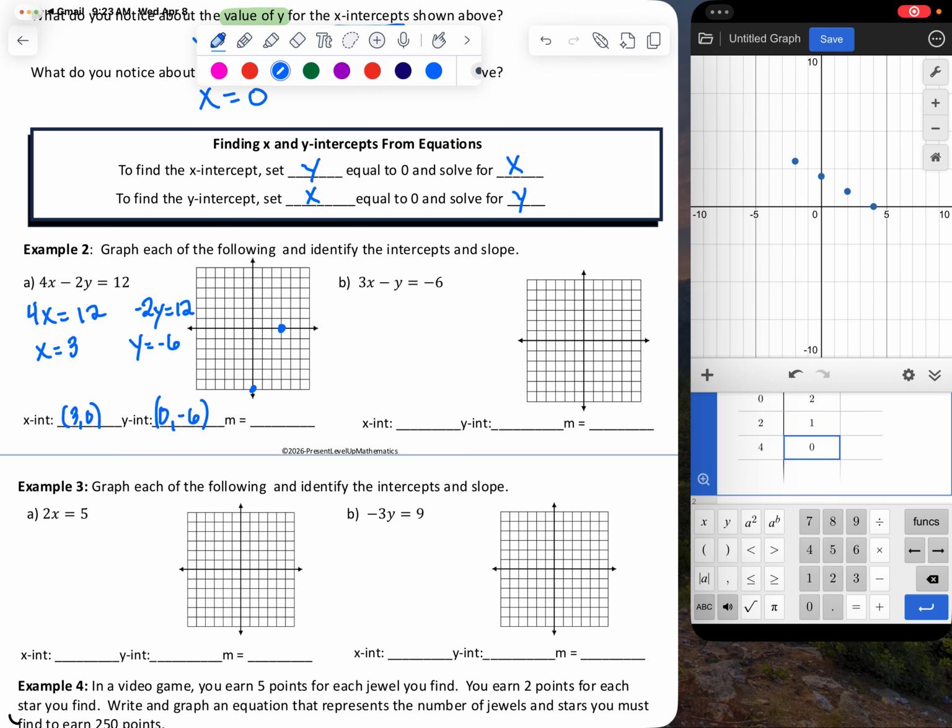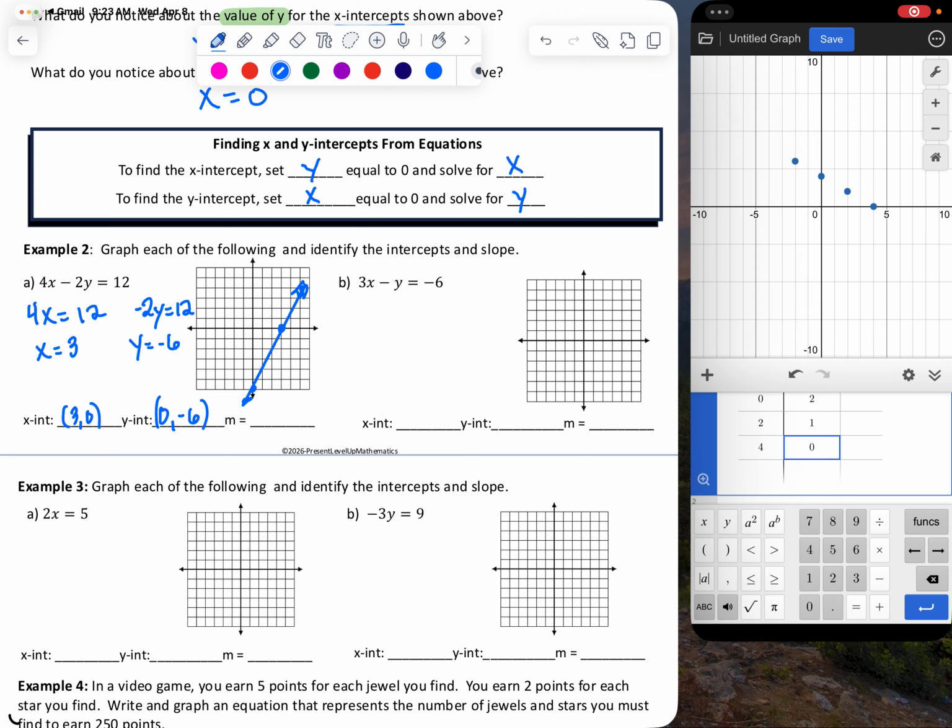Now, if I wanted to make the graph of this line, all I have to do is connect the points. So this is a much easier graphing method than rearranging that equation into slope-intercept form. Just identify where it touches the x, where it touches the y, and connect the 2 points.